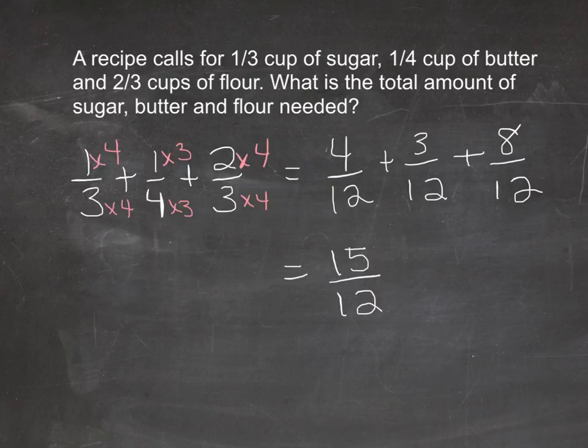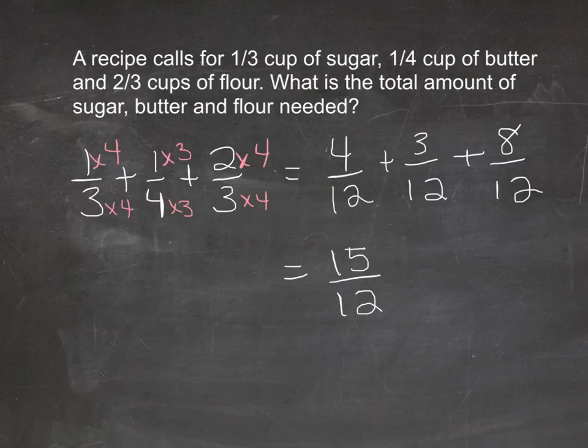So now for this one, you can use your own judgment. So it'll be 15/12 cups of ingredients. But because we're talking about recipes, normally in recipes, they will use mixed numbers to represent the amount of ingredients you use. So in this case, you could convert your final answer into a mixed number.